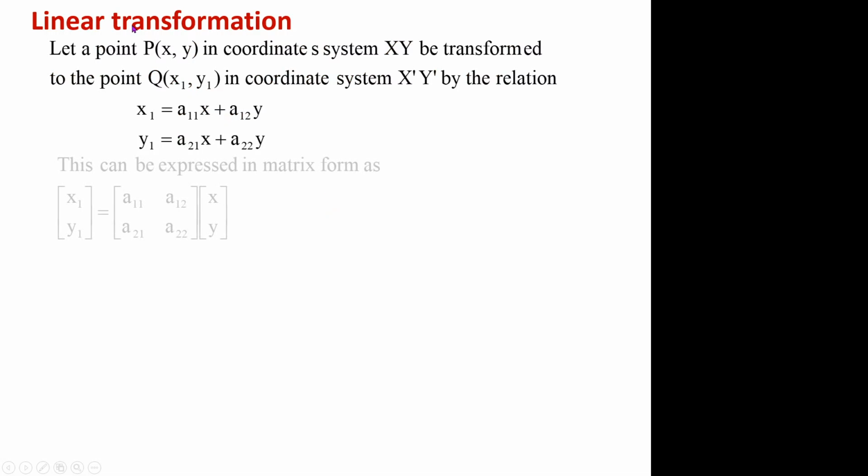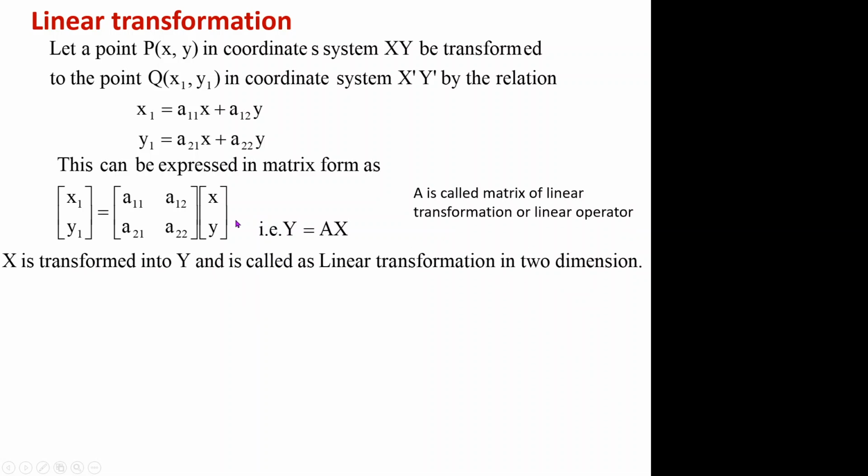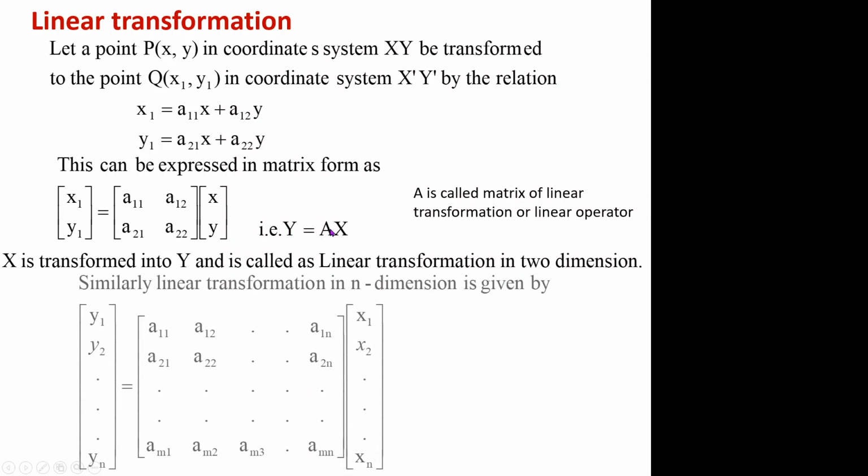So, linear transformation. Suppose we have 2 points P and Q in two different coordinate systems, x y and x dash y dash. They are related by a relation of the form x1 is equal to a11x plus a12y, y1 is equal to a21x plus a22y. We can write this in matrix form, where I can write this as y is equal to Ax.